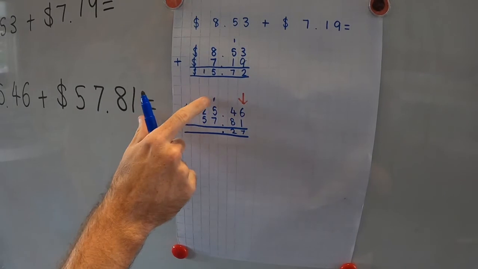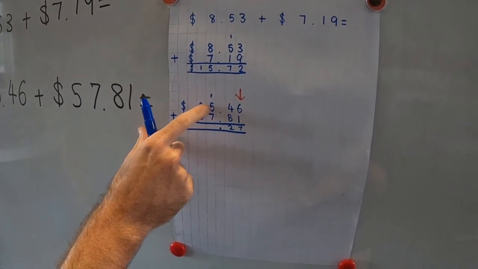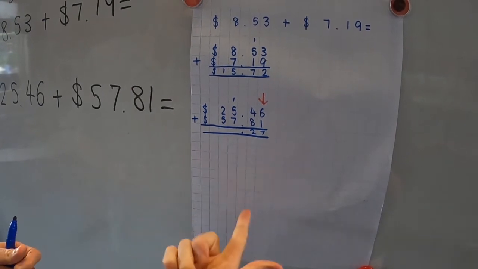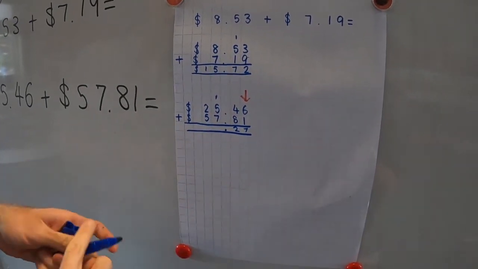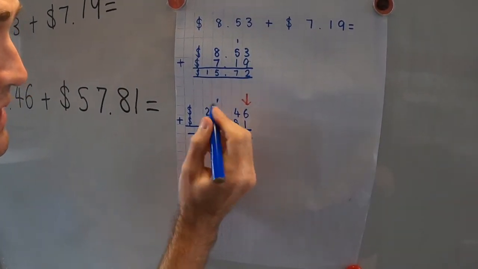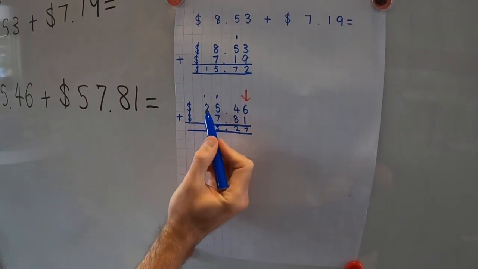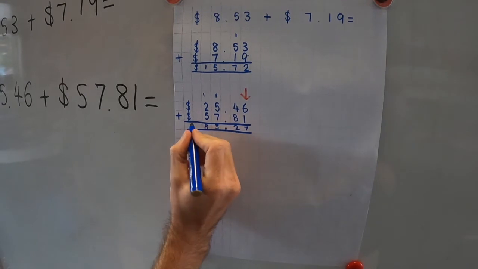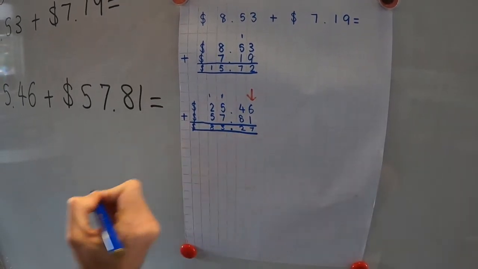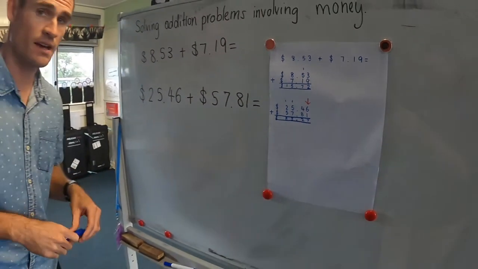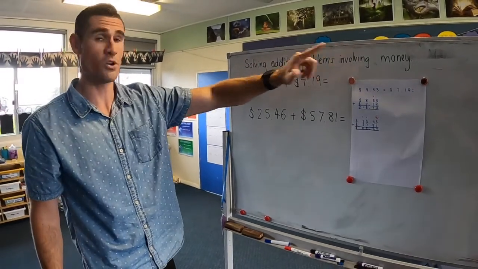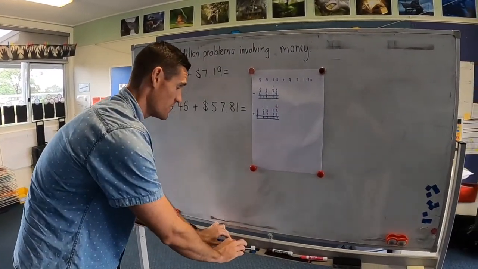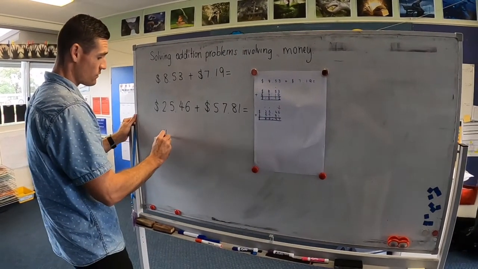Now I'm looking up here and I've got 5 plus 1 gives me 6, plus a further 7. 7, 8, 9, 10, 11, 12, 13. 3, carry my 1. Now I have 2 plus 5, which gives me 7, plus 1 more gives me 8, and then I put my dollar sign in. So, as I said at the start, we're looking at solving addition problems involving money, and the strategy I use to do that is our vertical algorithm.